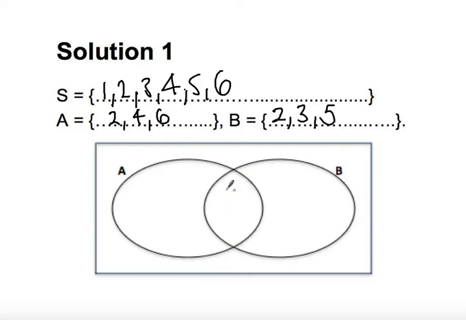So if we start with this central part of the diagram, this is essentially the key to Venn diagrams. The only outcome that is in both sets is the number 2. So I'm going to put the number 2 in the middle there. Then if I look at the set A, the remaining elements of set A are 4 and 6. If I look at the set B, the remaining elements of set B are 3 and 5. And then finally, the only remaining outcome is the number 1.